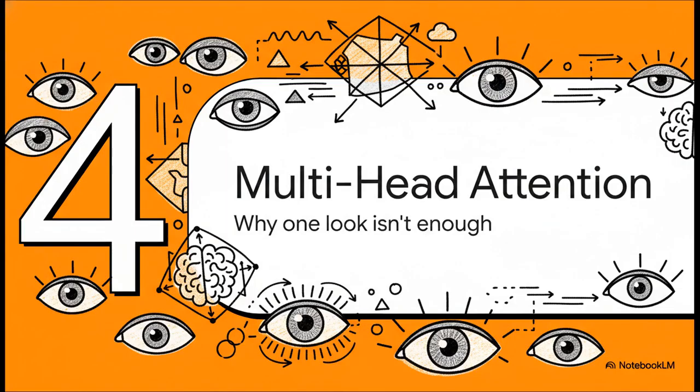So that's scaled dot product attention. Awesome. Problem solved, right? Well, not quite. As powerful as it is, a single attention mechanism has one big limitation. Sometimes just one point of view, just one look at a sentence, isn't enough to capture all the complex relationships going on.